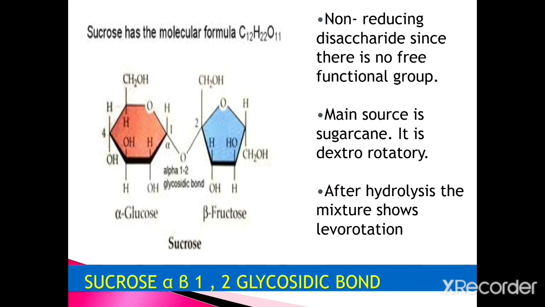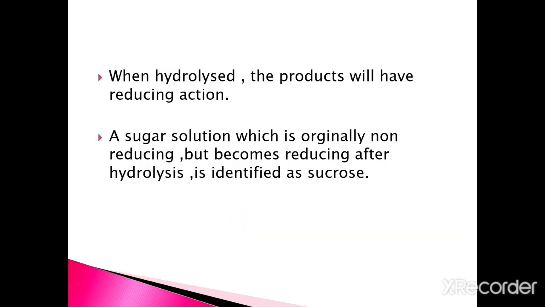What is the main source? The main source is sugarcane, and it is dextrorotatory. But after hydrolysis, the mixture shows levorotation. When hydrolyzed, the product will have reducing action. When sucrose is hydrolyzed, what components are formed? Glucose and fructose. Sucrose is non-reducing, but after hydrolysis, glucose and fructose are formed, and they are reducing. So a sugar solution which is originally non-reducing but becomes reducing after hydrolysis is identified as sucrose.